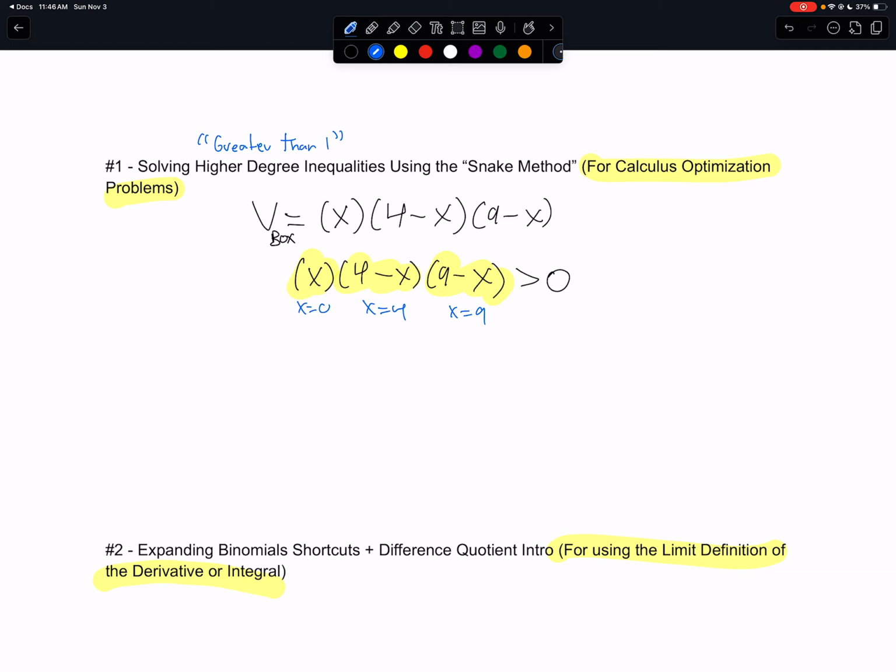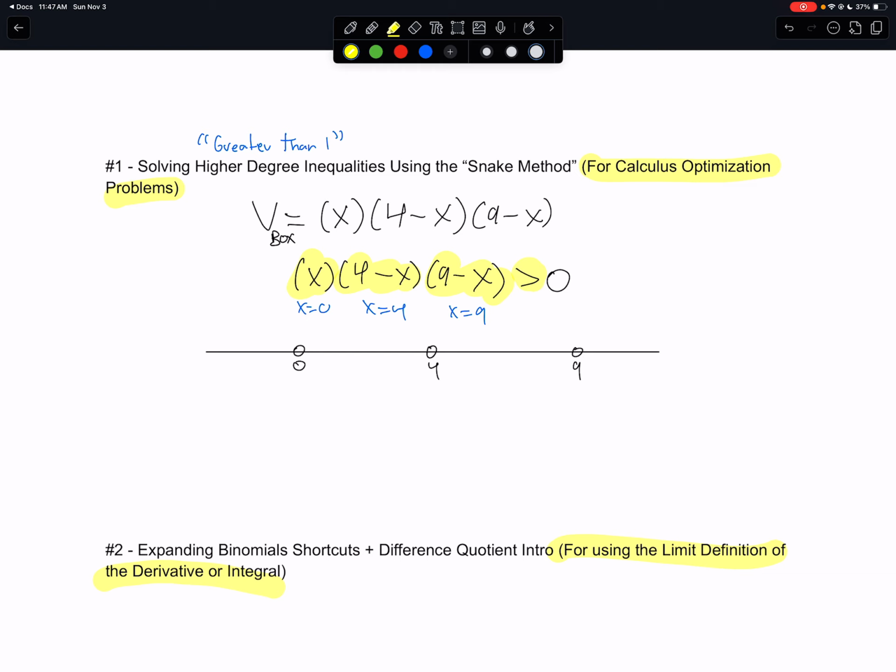Now I'm going to draw a number line here. Let me make it a straight line. There we go. And I want to put these values on. I'm going to say that this is 0, this is 4, and this is 9. It's crucially important that you put it on as an open circle, because it is greater than 0. It's not greater than or equal to 0, right? If it's or equal to, then we would shade it in and put it as a closed circle.